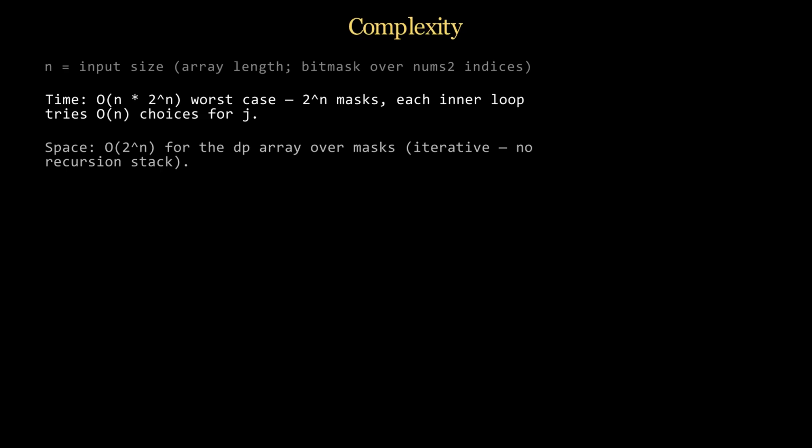N is the problem size, length of nums1 and nums2. Time is O of n times 2 to the n in the worst case, 2 to the n masks, each inner loop scans up to n choices for j. Space is O of 2 to the n for the DP array, the bottom-up loop needs no recursion stack.